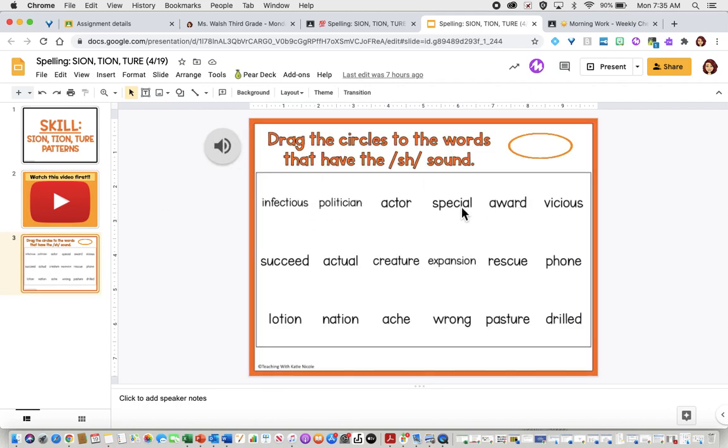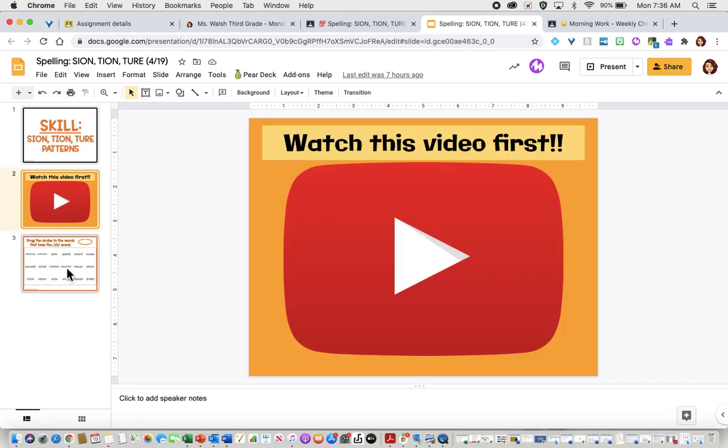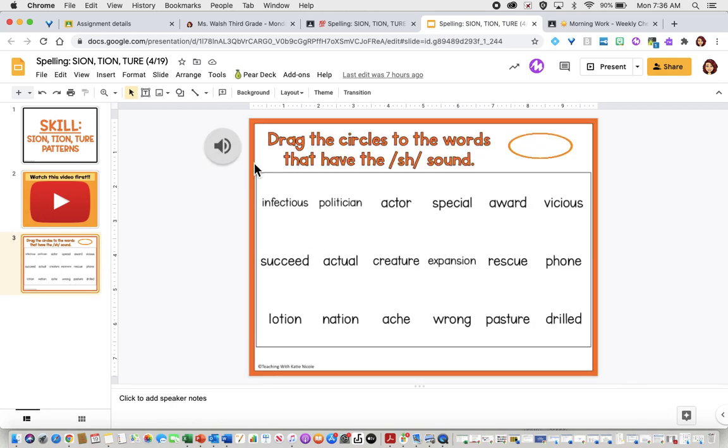And so you're going to answer these questions as best as you can, dragging the circle to the words that have the sh sound. Now that we've watched the video and heard the strategy, you are going to apply it to this slide by circling the words that make that sh sound.